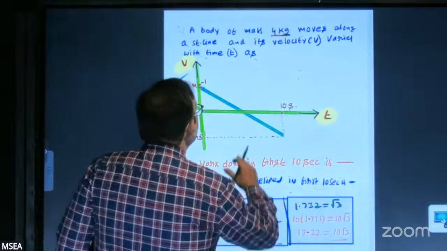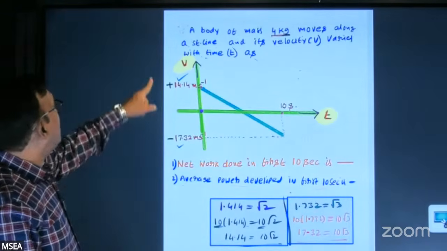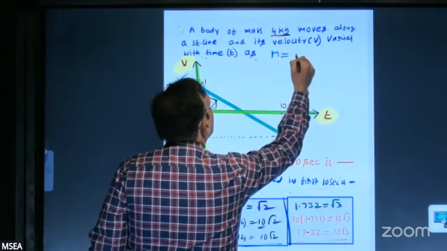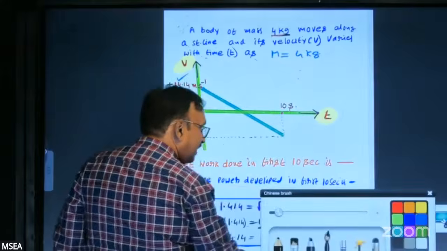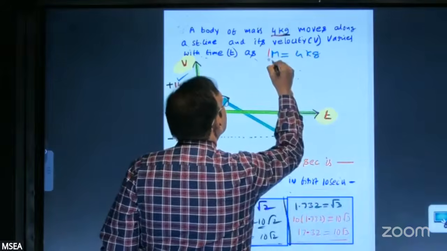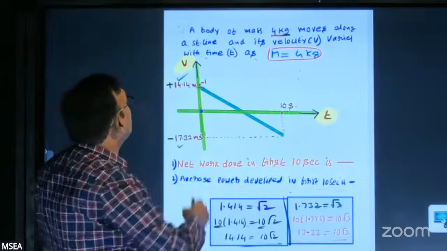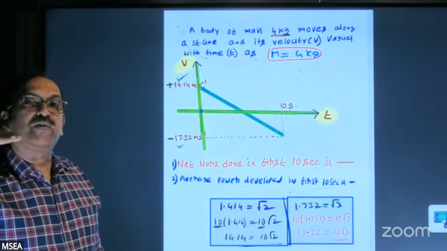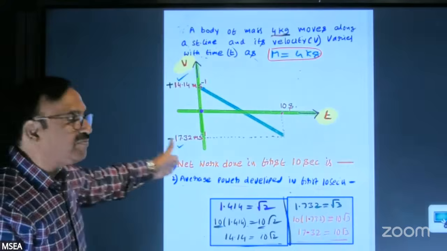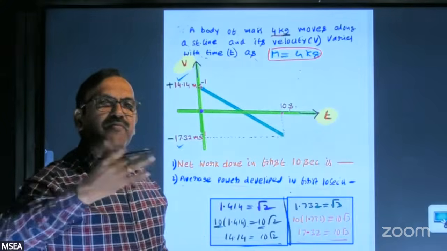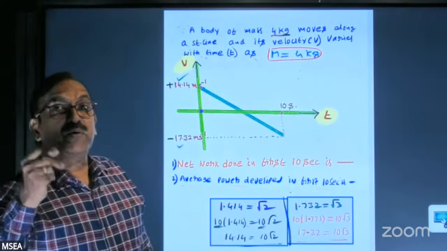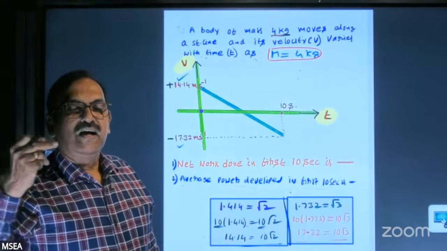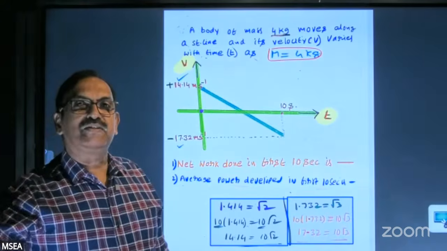Listen. So I am writing right here. A body of mass 4 kilogram. So mass of the body is given as 4 kg. The solution I am writing with the red color here. So the mass of the body is given as 4 kg. I want to know what is the net work done. What do you mean by net work done? Total work done by all the forces. Net work done means work done by whatever forces are acting on the body. What is the formula for total work done by all forces? Work energy theorem teaches us that total work done is change in kinetic energy. How to calculate kinetic energy? Half into mass into velocity square.